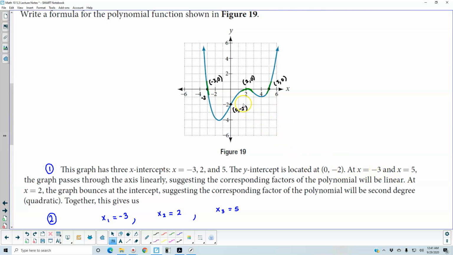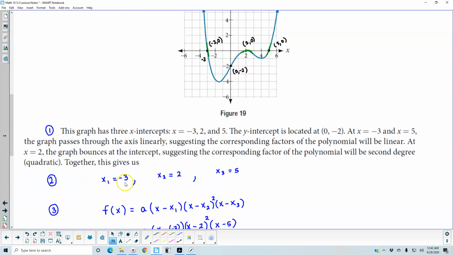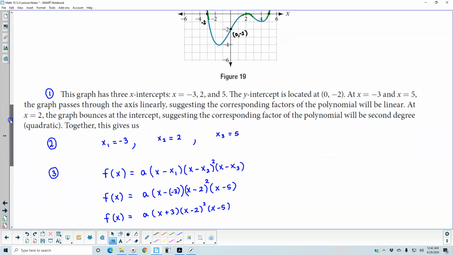At x equals -3 and x equals 5, the graph passes through the x-axis linearly, suggesting the corresponding factors of the polynomial will be linear, so that means it has a multiplicity of 1. At x equals 2, the graph bounces at the intercept, suggesting that the corresponding factor of the polynomial will be second degree, quadratic. Together, this gives us the following. First x-intercept is -3, the second x-intercept is 2, and the third x-intercept is 5. So, in step 3, we're going to write out what that form represents. We have f of x equals a times (x minus the first x-intercept), which had a multiplicity of 1, and then (x minus the second intercept), which had a multiplicity of 2, times (x minus the third x-intercept), which had a multiplicity of 1.